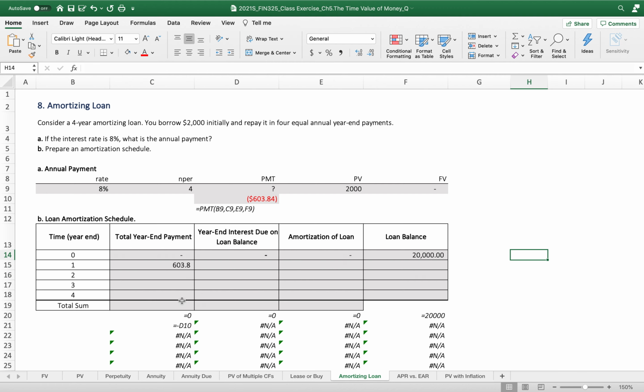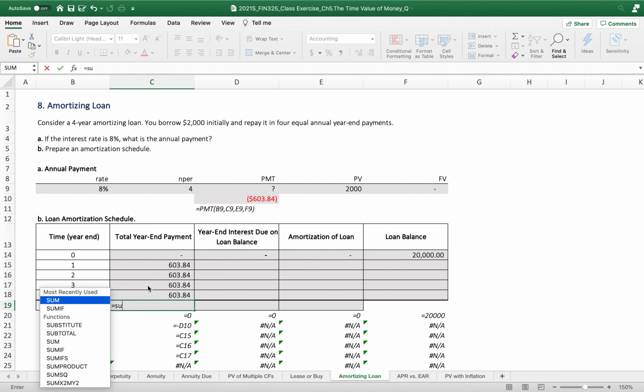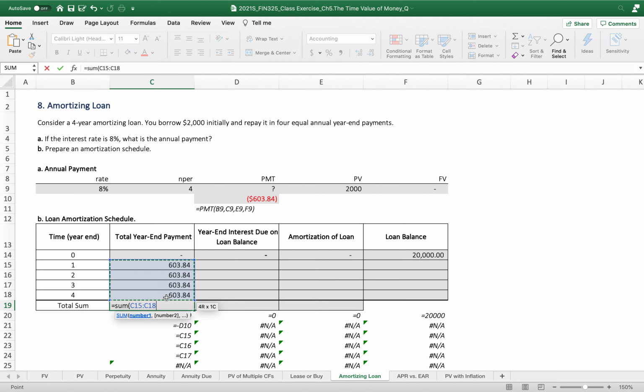I want to see the full value as indicated in the payment. So the payment is $603 every year, and the next year also the same. So for 4 years, every year, the sum of this is 2,415, as we calculated earlier.